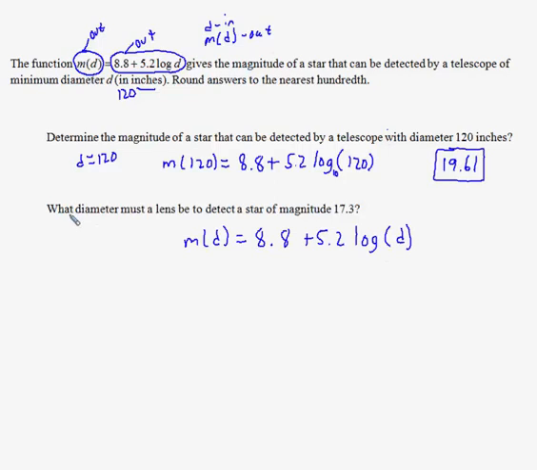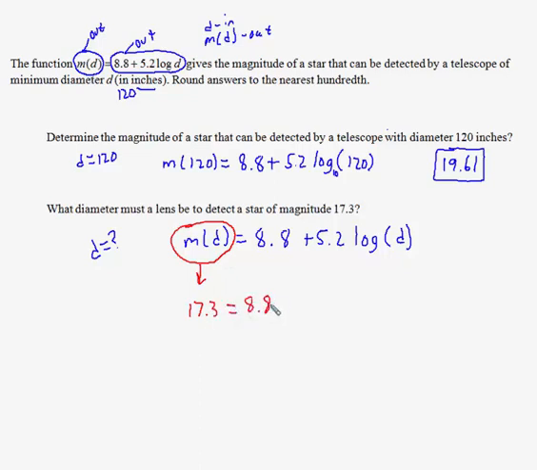So now we're asked the opposite. What diameter? Find d, right? What is the diameter? We're not going to be plugging a number in to d because the question is for us to find d. So d is going to stay d, but what's going to happen is our output, which if you remember it was m of d. This entire thing here is the output variable. M of d, what diameter must a lens be to detect a star of magnitude 17.3, and the magnitude was my output. So this whole set of notation represents the output variable, represents the magnitude. So I would replace that with 17.3.